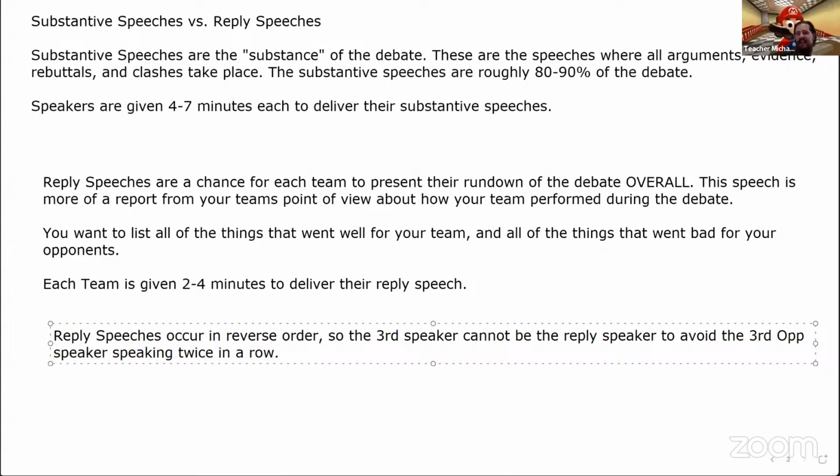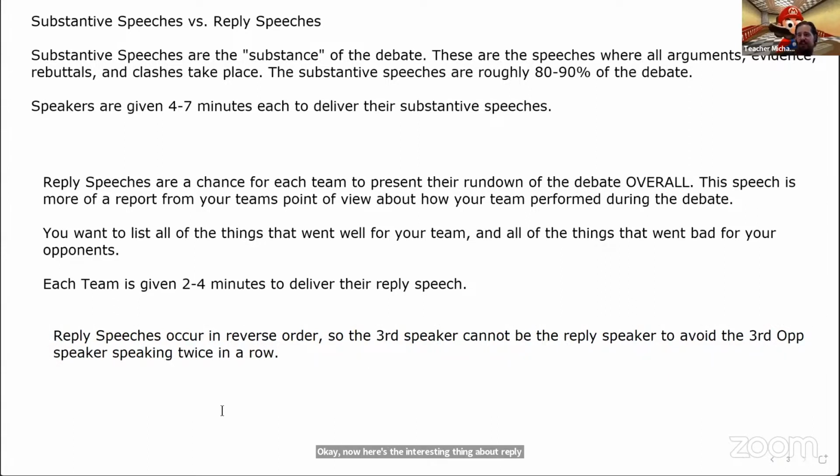Now here's the interesting thing about reply speeches. Reply speeches occur in reverse order, meaning that during the debate, the proposition team goes first and the opposition team goes second. So it goes prop, op, prop, op, prop, op. But during the reply speeches, it actually happens in reverse order. So the opposition team gives their reply speech first, and the proposition team gives their reply speech second.